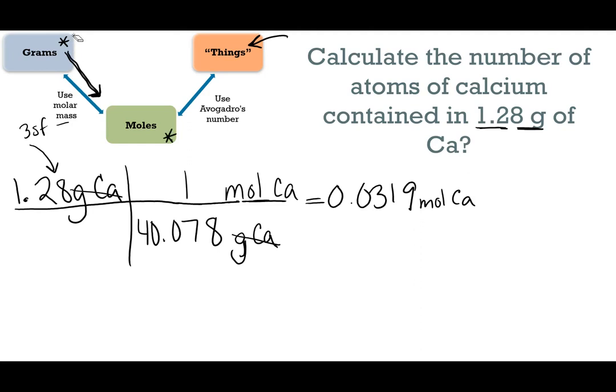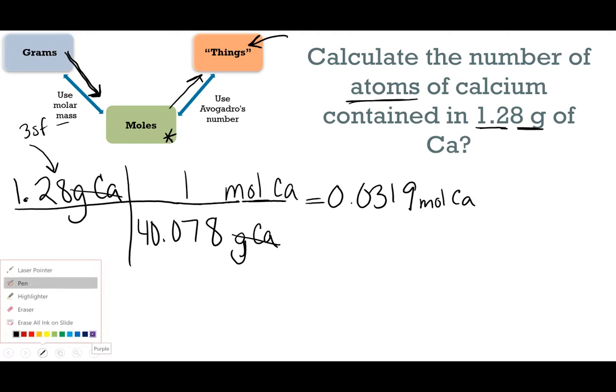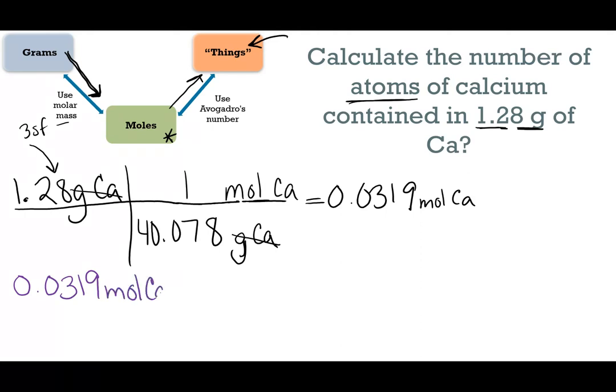So now we are here. We're in the green box. And we want to make this last step to the orange box. So I want to go from moles to things, or in this case, moles to atoms. So what I'm going to do is take that information from the first problem, and I'm simply going to start a new train track. And I'm going to do it in a different color so it doesn't get too jumbled up here. So I'm going to take 0.0319 moles of calcium.